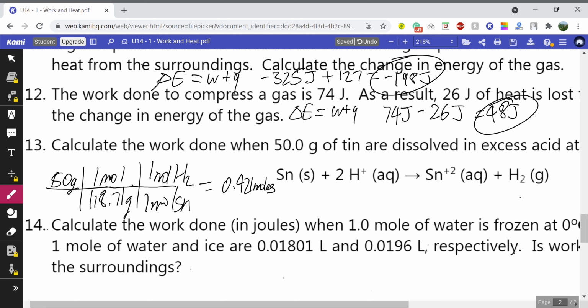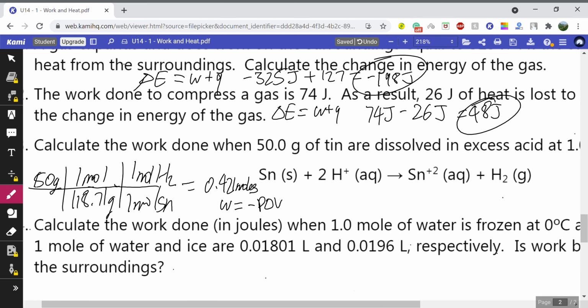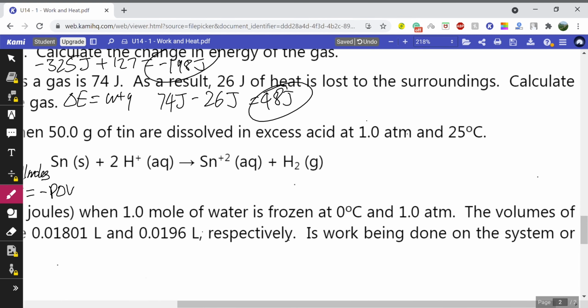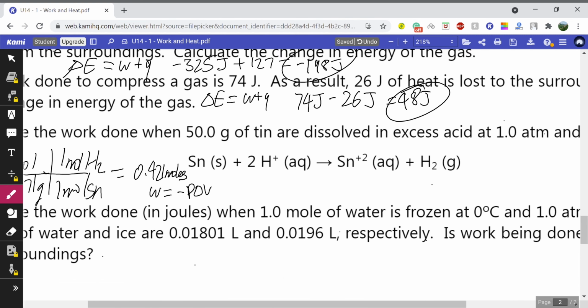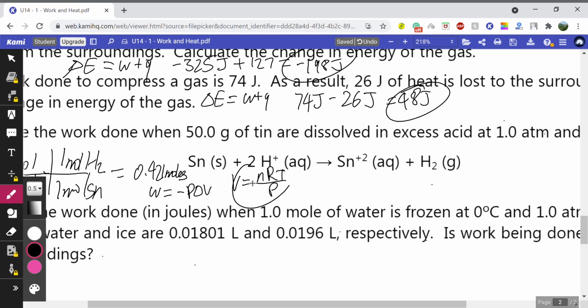Now, we're trying to find work. Work is equal to negative P delta V. We have the pressure at 1.0. So now basically delta V, the changing volume, is what we need. So how do we find the changing volume? Well, V is equal to nRT divided by P. PV equals nRT, you just divide both sides by P to get V. Okay, now you have this.